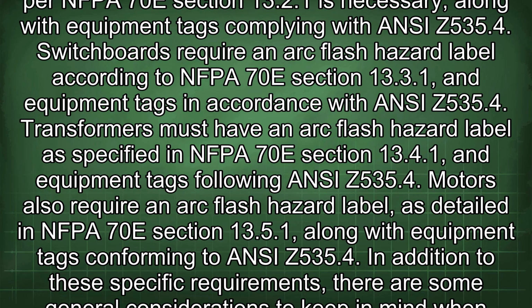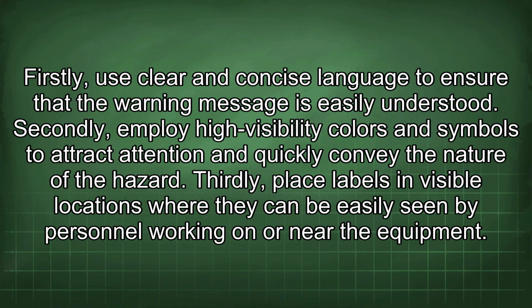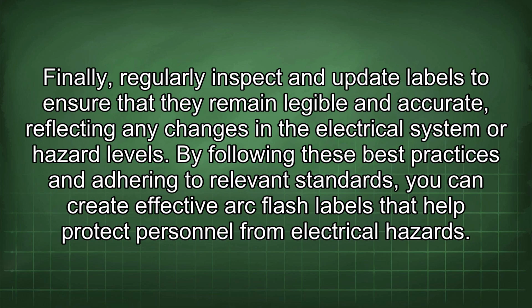In addition to these specific requirements, there are some general considerations to keep in mind when designing and implementing arc flash labels. Firstly, use clear and concise language to ensure that the warning message is easily understood. Secondly, employ high visibility colors and symbols to attract attention and quickly convey the nature of the hazard. Thirdly, place labels in visible locations where they can be easily seen by personnel working on or near the equipment. Finally, regularly inspect and update labels to ensure that they remain legible and accurate, reflecting any changes in the electrical system or hazard levels.